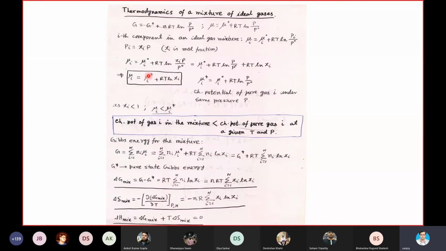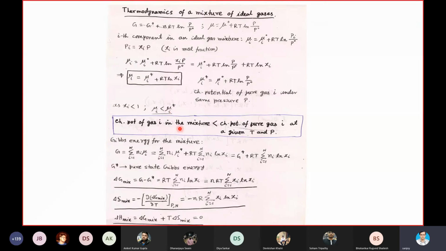Okay. So this is the chemical potential of the gas μi star in the pure state, and μi is the chemical potential of the ith gas in the mixture. Now if you see, the mole fraction is always less than 1. It's a fraction less than 1. With less than 1, this log term is negative. Therefore, in the mixture, the chemical potential of the ith component is less than its pure state. So chemical potential is less in the mixture compared to the pure state.